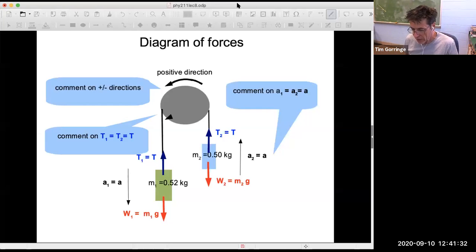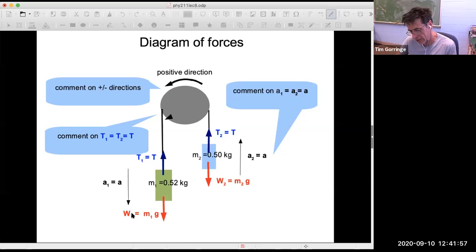Anyway, here's a picture again of a pulley in the middle in gray, mass on the left and mass on the right. This time I've added to this picture all the forces that are acting on the two masses. And this is the crucial step in figuring out the acceleration. So let's start on this mass on the left-hand side, the heavy one.